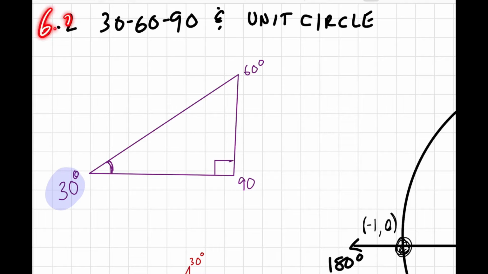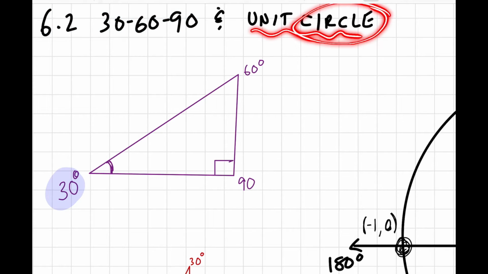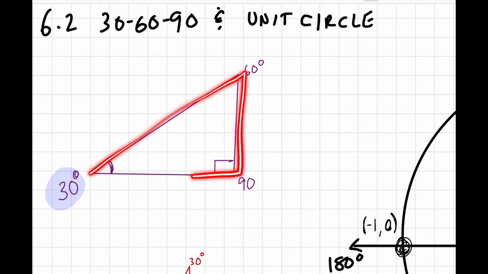So this is the 6.2 recap of the 30, 60, 90 triangle, where we put the triangle on the unit circle. Let's start by reviewing these triangles. So the first one we have is the 30, 60, 90 triangle.